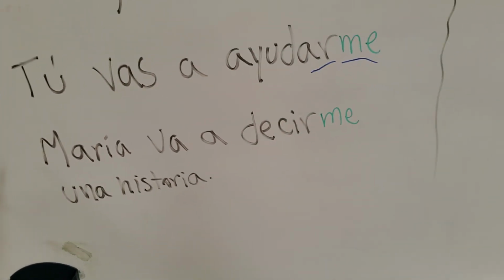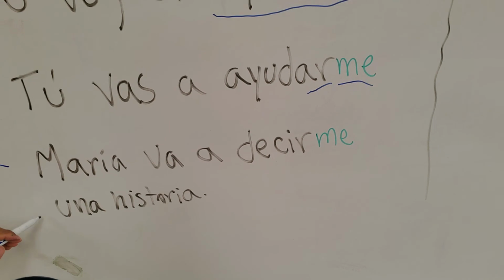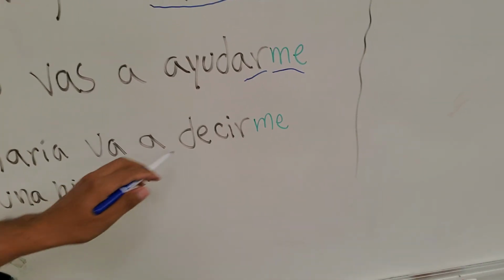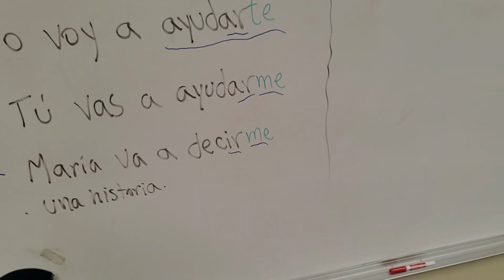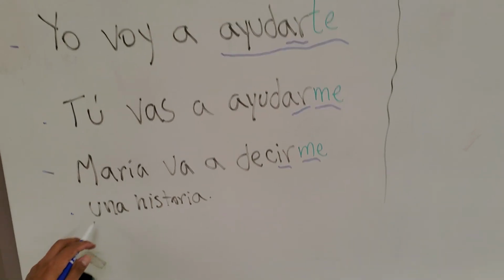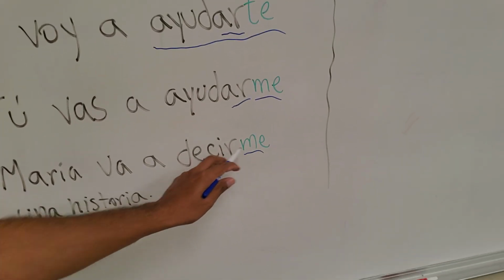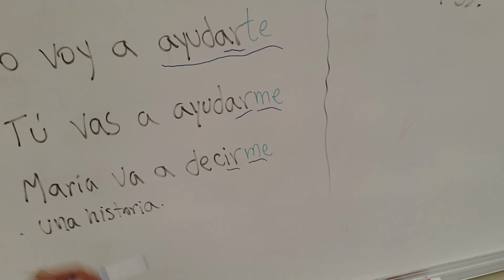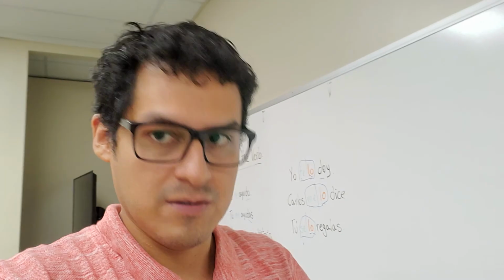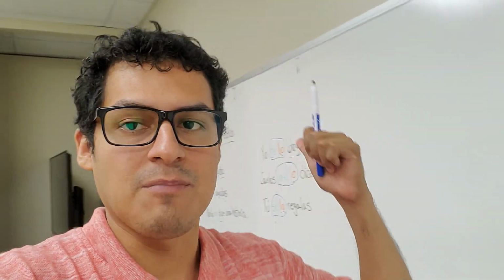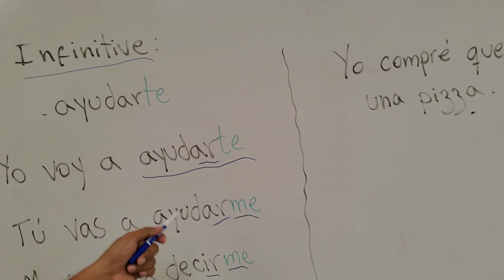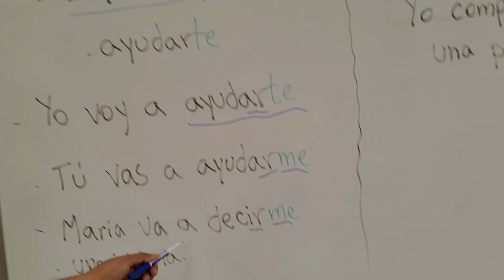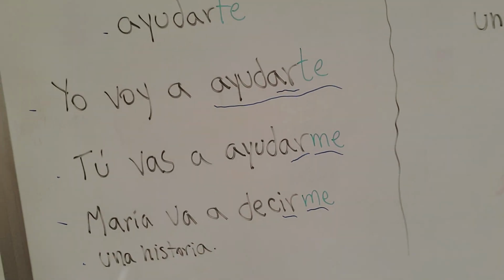Another example here, María va a decirme una historia. María va a decir, infinitive, decirme una historia. María is going to tell me a story. We have the pronoun after the verb because the verb is in infinitive. So we can place the pronoun after the verb. We have previously seen that we can place the pronoun before the verb, but we can place the pronoun after the verb when we have the verb in infinitive, right? María va a decirme una historia.